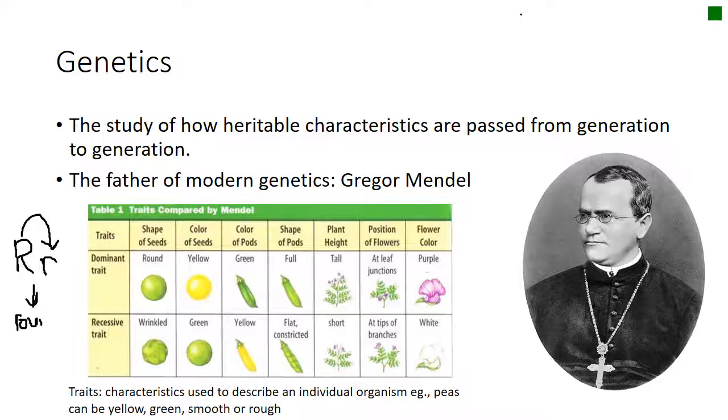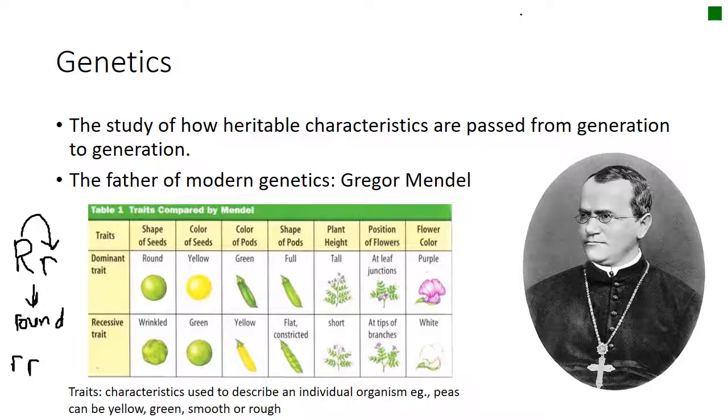Now if we had something like, let's say the plant inherited little r from the male plant, and little r from the female plant, then what do you think this plant would look like? It has two recessive alleles, so it would look wrinkled. And the same sort of pattern was observed in these other traits: yellow seeds, green pods, full pods, tall plants, flowers at the junction of leaves, and purple flowers were all dominant traits compared to their recessive trait counterparts.